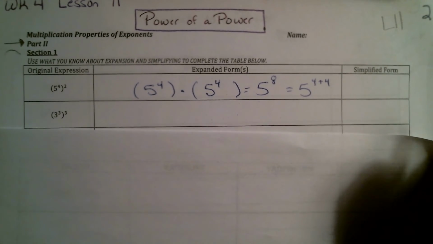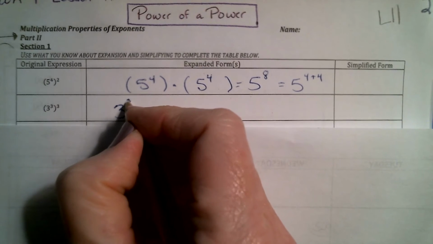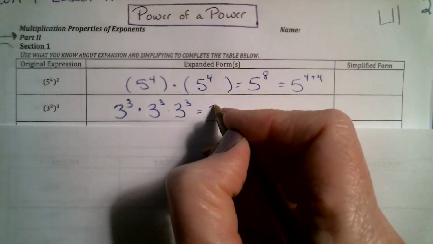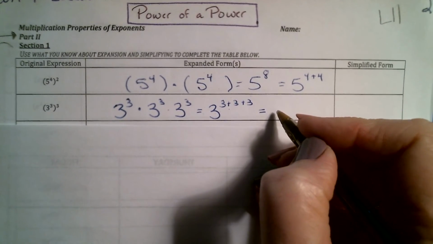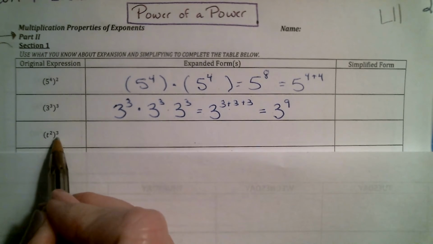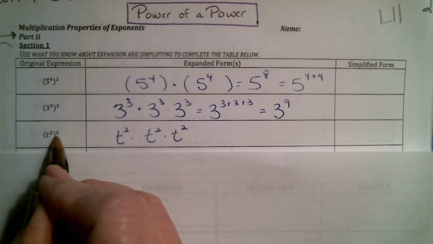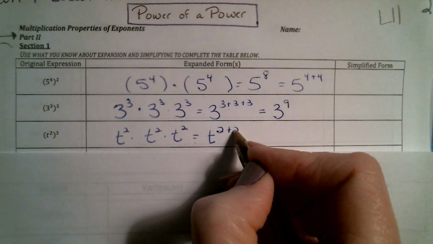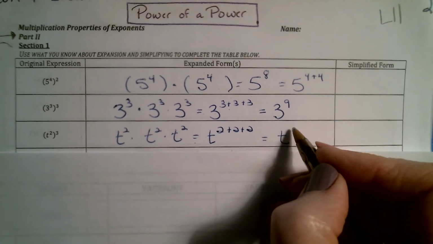Let's try another one. 3 to the 3rd raised to a higher power of 3. So that means 1 factor of 3 to the 3rd, 2 factors of 3 to the 3rd, 3 factors of 3 to the 3rd. And our shortcut there was to add all of those exponents, right? So that would be 3 to the 9th. Okay, this is 3 factors of t squared: 1, 2, 3 factors of t squared. And our shortcut for multiplication is to add our exponents, right? T to the 2, 4, 6.